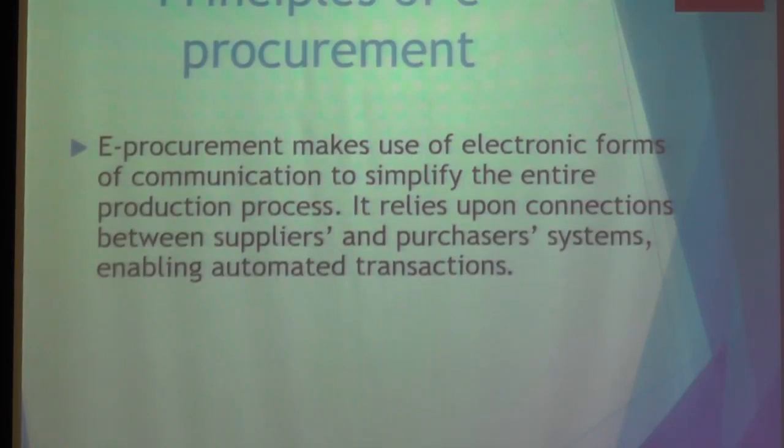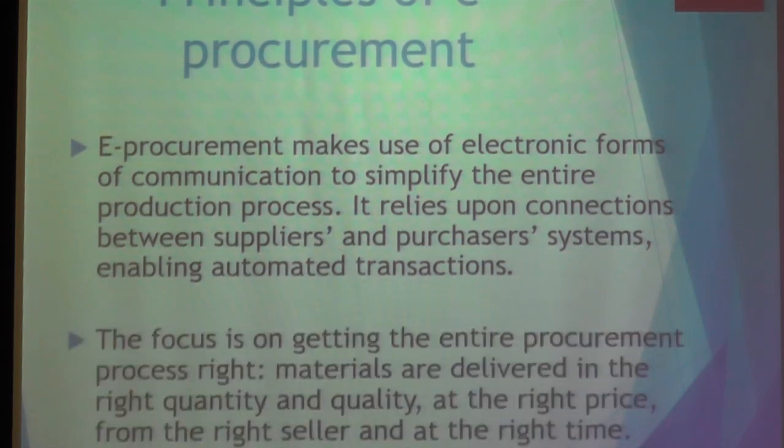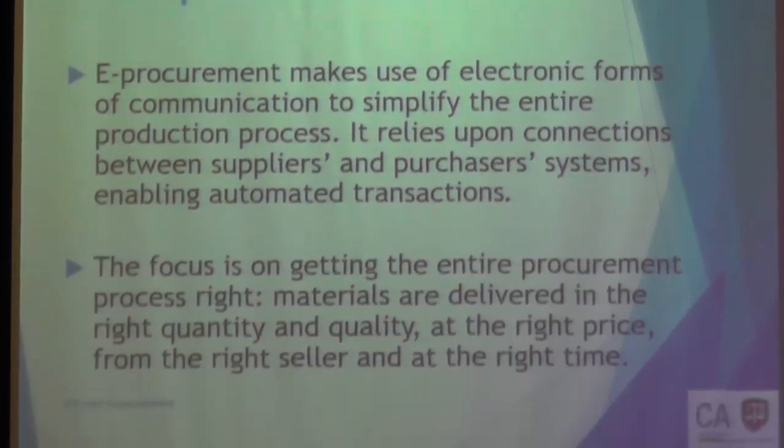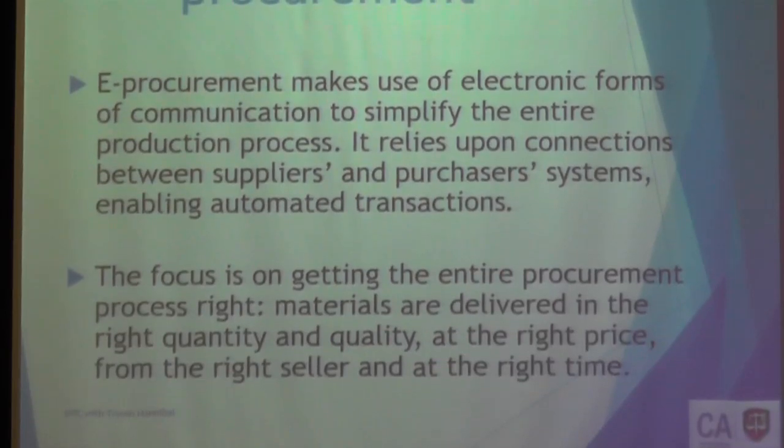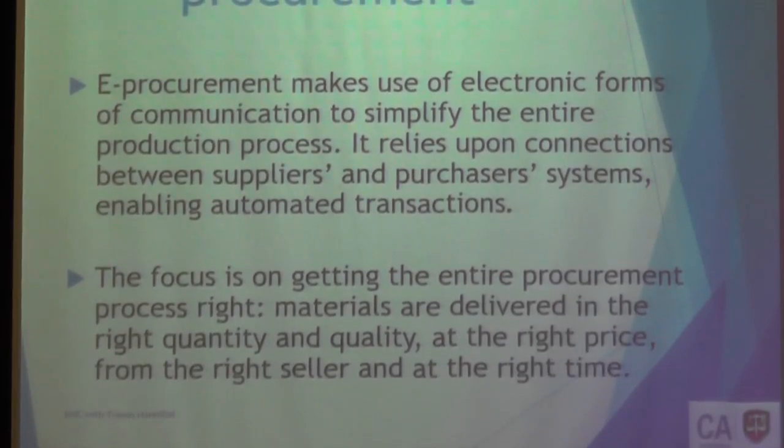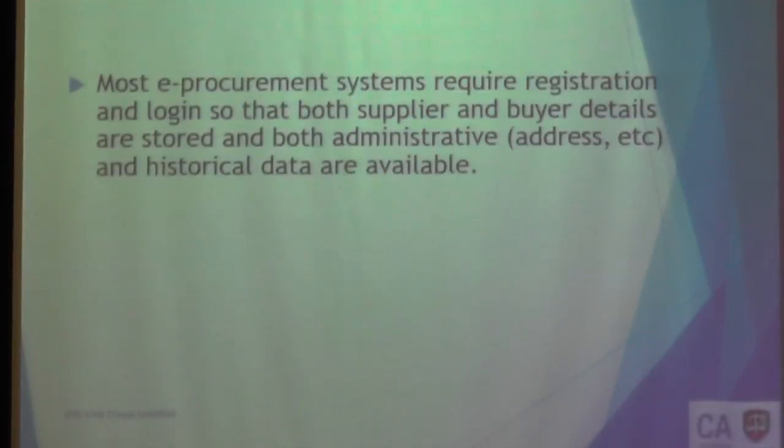So guys, principles of e-procurement. E-procurement makes use of electronic forms of communication to simplify the entire procurement process. It relies upon connections between suppliers and purchasing systems, everything being automated, as I said. It's an automated e-system. The focus is on getting the entire procurement process right: materials are delivered in the right quantity, quality, right price, right seller, right time. Everything is accurate. Most e-procurement systems require registration and logging in so that both supplier and buyer details are sorted.